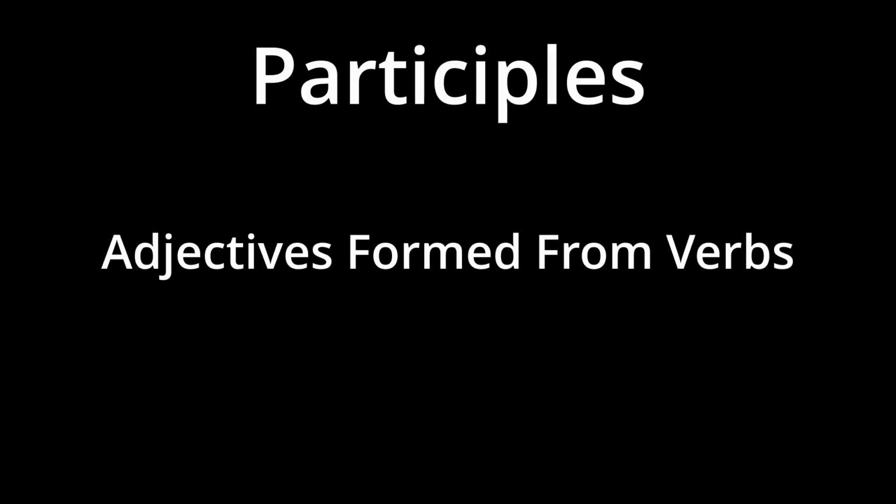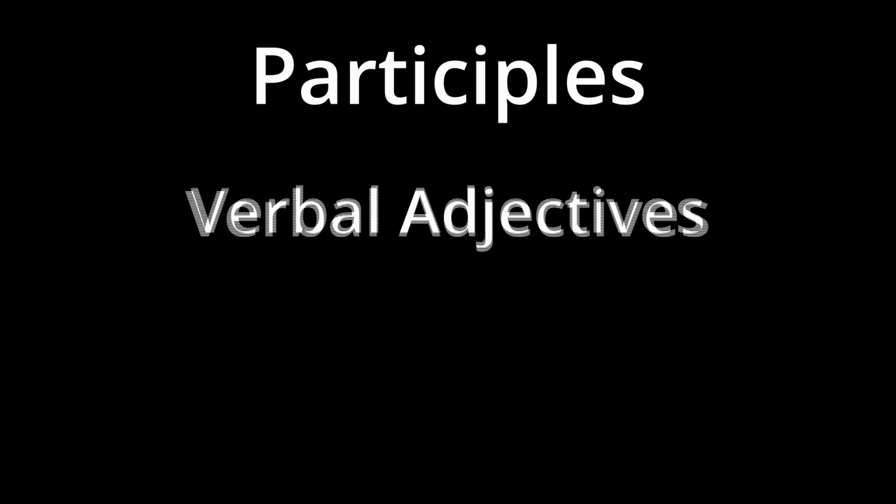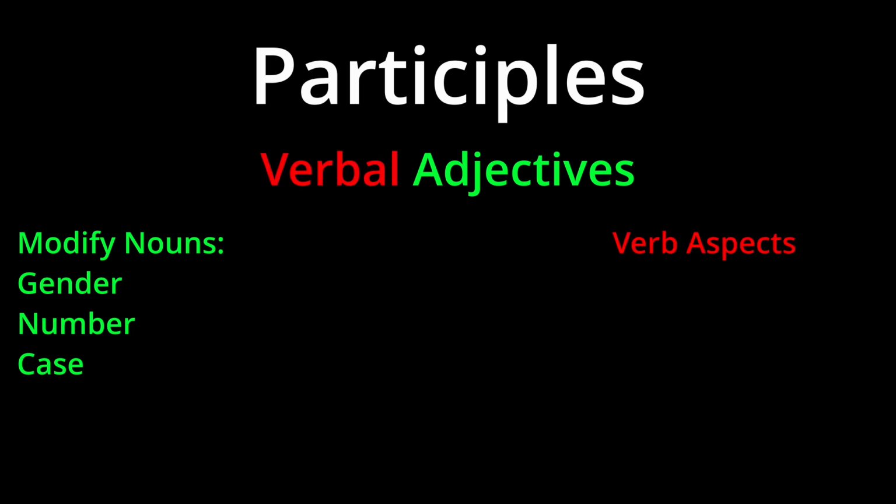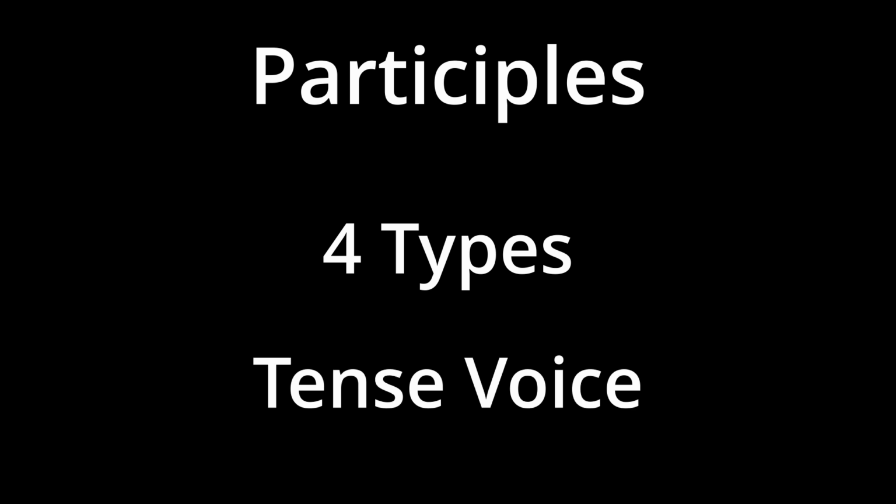Participles are adjectives that are formed from verbs, or verbal adjectives. Despite their verbal heritage, they still modify nouns they agree with in gender, number, and case, just like adjectives. However, they also carry over some aspects from their verb counterparts, so they still have tense and voice. There are 4 types of participles in Latin, depending on their tense and voice.